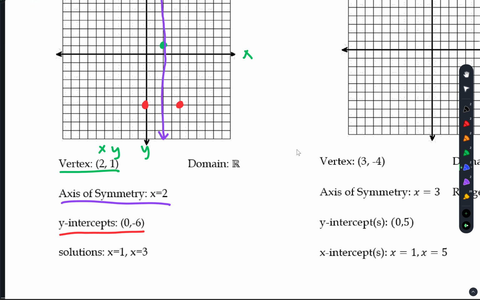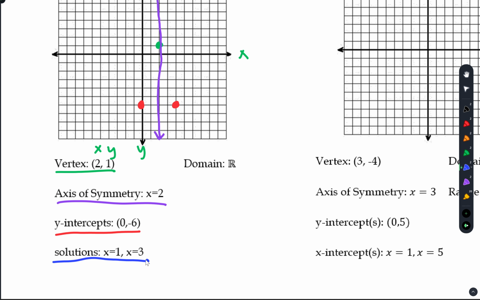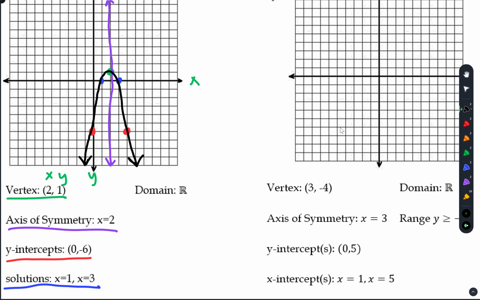The last two things I need to put on there are my solutions. Remember, solution is another word for x-intercept. So I'm going to have a solution at 1 and a solution at 3. You're going to draw your parabola. It's going to be a little bit curvy, right? Not like pointy. And you got to have arrows on there as well to show that it keeps going down. Good? Can we do one more and then I'll be done?